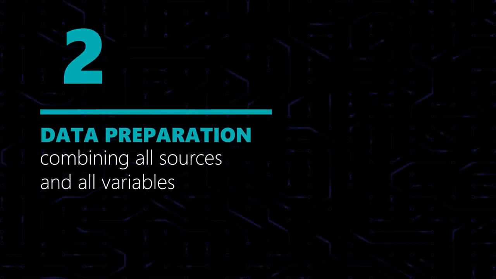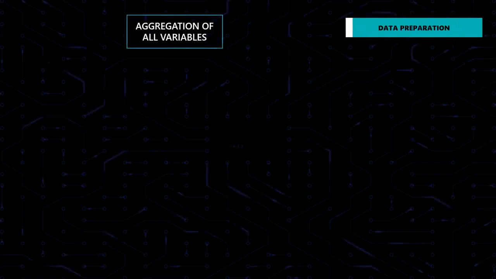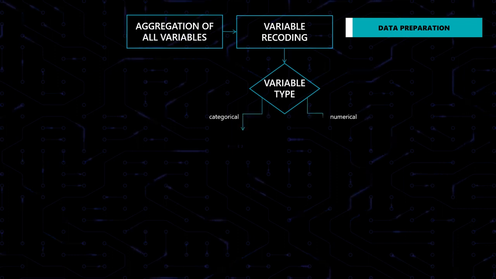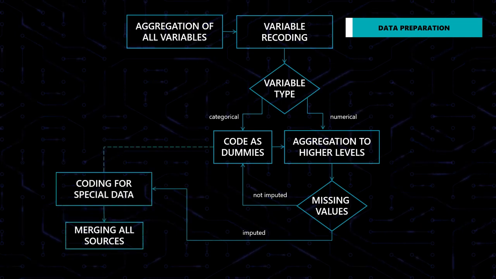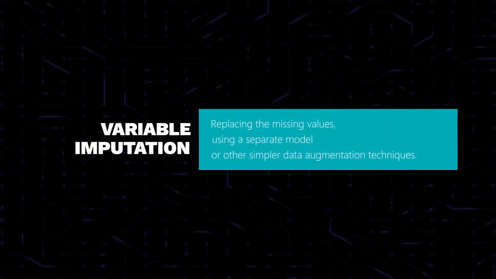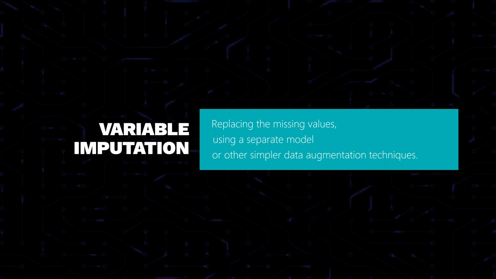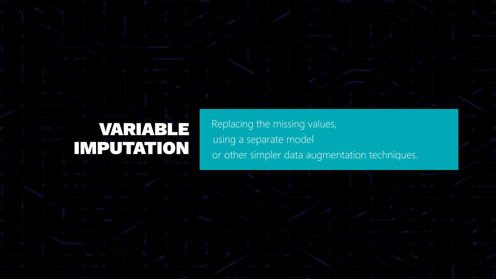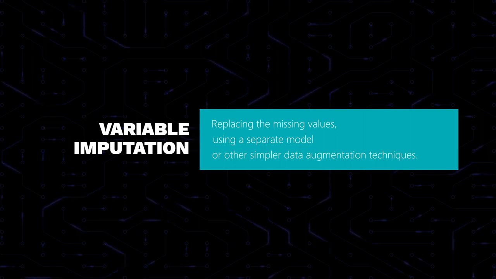Data preparation. During that phase, we start by combining all data sources and all variables, a tedious process that considers all variable specifics on the lowest granularity level that allows aggregation. Closely followed is the variable recoding. We transform categorical values into dummies and apply additional aggregation on numeric ones. A common practice we apply also includes variable imputation, that is replacing the missing values, using a separate model or other simpler data augmentation techniques. As a result, we end up with a huge data file, sometimes accounting for more than 3,000 variables, which is ready for the next stage.